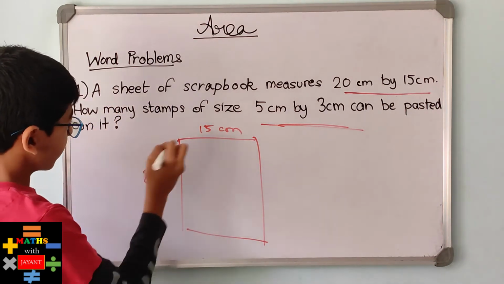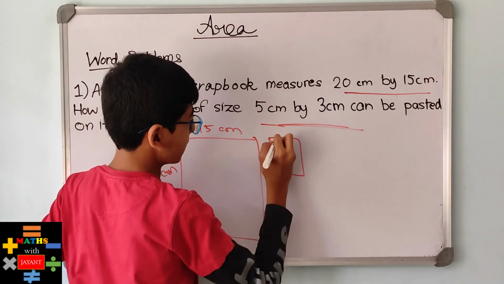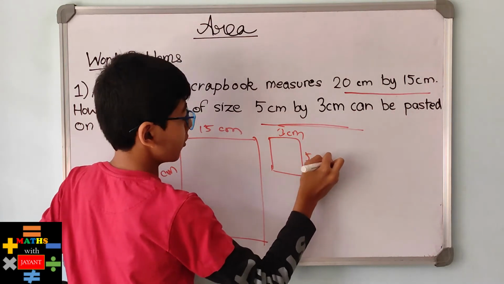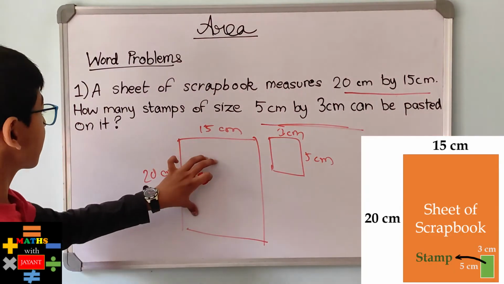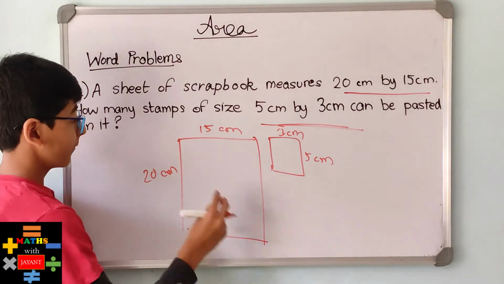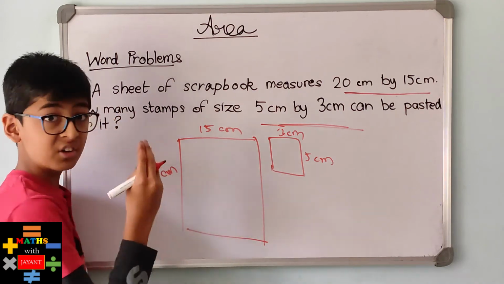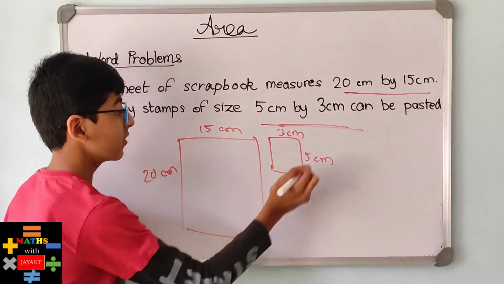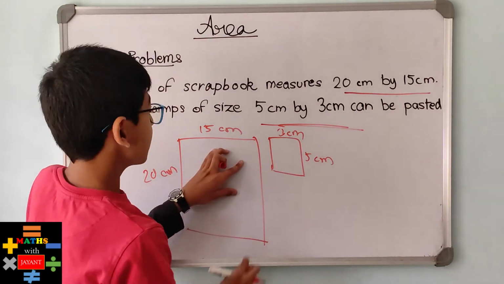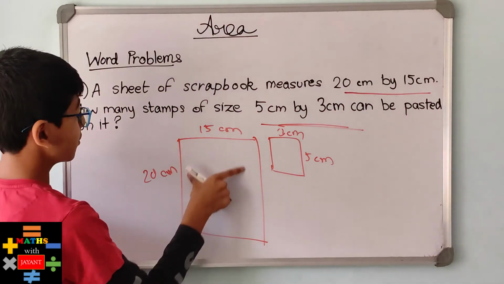Now there are some stamps of size 5 centimeter by 3 centimeter. So how many such stamps can be pasted on it? So how will we solve this? So first we'll find the area of the sheet of the scrapbook. Then we will find the area of the stamp. Then we will divide the area of this by the area of this. And those many stamps will be able to fit in this.